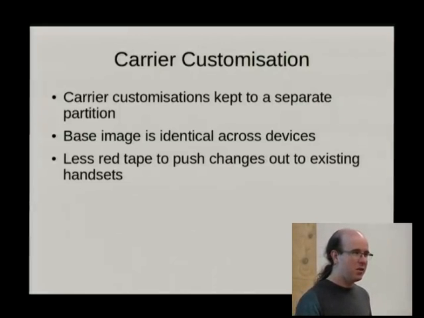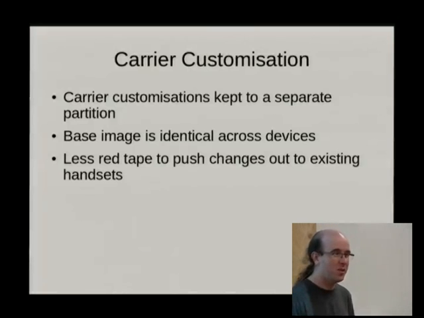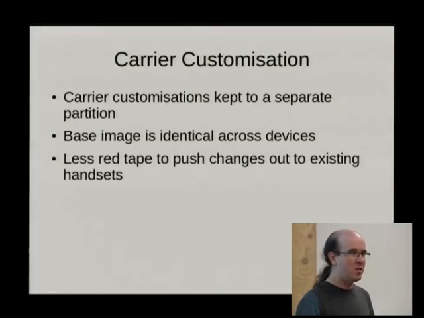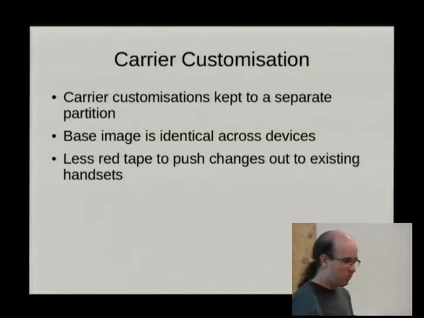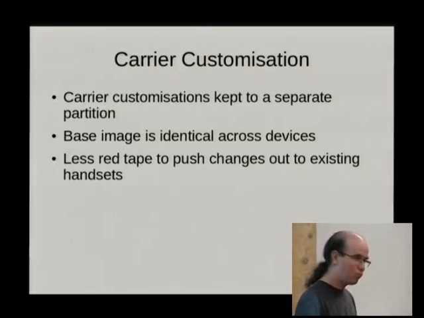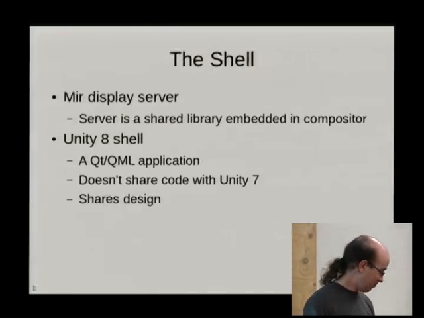So we've set up a system so that carrier customizations get shunted off into a separate partition. So the base system image is going to be, the idea is to have the base system image be identical for all phones. So it can be updated without having to go through quite so much testing. It'll still need to be tested, but it won't need to build new images each time, which should make things a lot quicker to getting those things released.